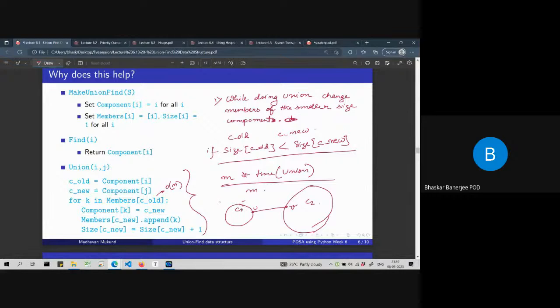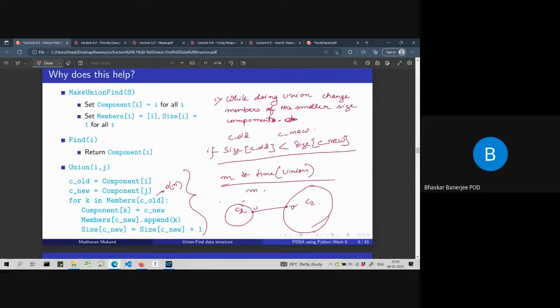This is the thing that I'm doing. Is this because C1 has less number of vertices? Exactly. Now, if I just do this step, that every time I merge, I mean, change the value of the smaller component, can I tell that every time the union operation is performed, the smaller component, whatever its size was, is getting at least doubled? Is it okay to say that?